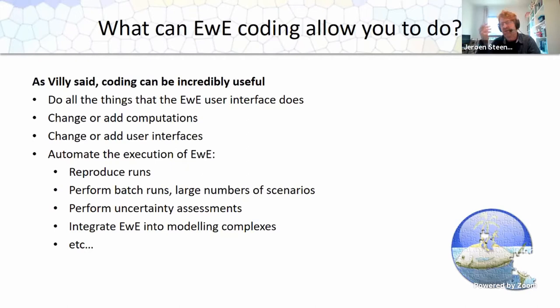Of course, having the rich user interface is also the reason Ecopath became so successful. But I think the power is in using both. Use the interface for building your models, and then use coding for doing the longer experiments, using your balanced model for something else, like performing uncertainty assessments. And another thing that is super cool: we can also integrate Ecopath in other modeling complexes. So let not Ecopath take the lead, but let Ecopath be pushed around by something else that simply needs food web dynamics. You can do such cool things. It's fun.